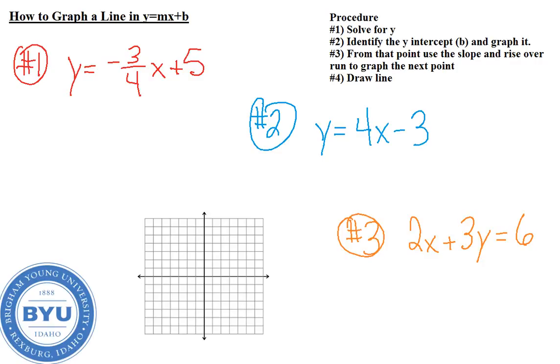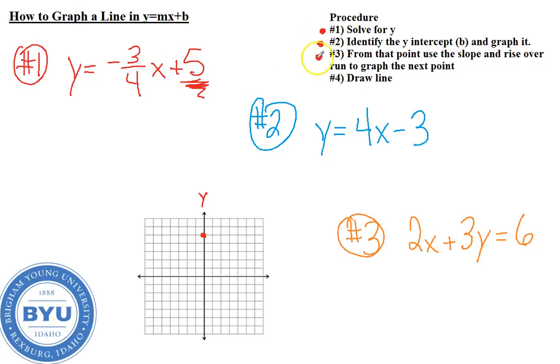Okay, let's see how you did. Here's number 1, y equals -3/4 x plus 5. Let's go through the procedures. Procedure number 1, solve for y. We've already got it for y, so we're good there. Step number 2, identify the y-intercept and graph it. Now the y-intercept is the number not with the x. So that's this 5 here. So I'm going to go up 5, 1, 2, 3, 4, 5. And right on the y-axis, I'm going to put 5 because this is the y-intercept.